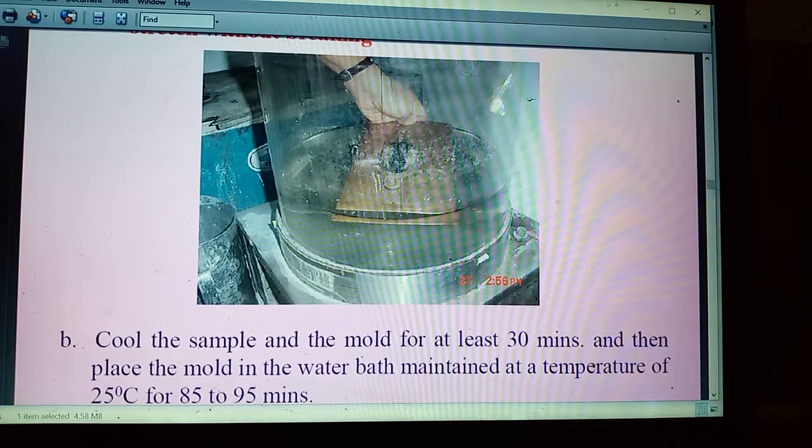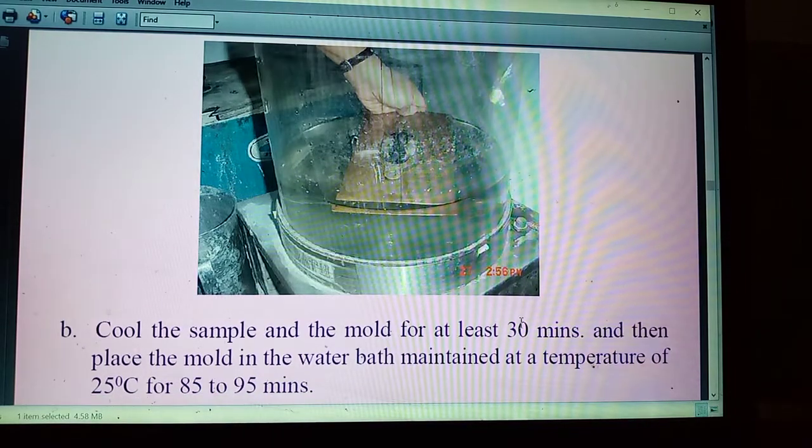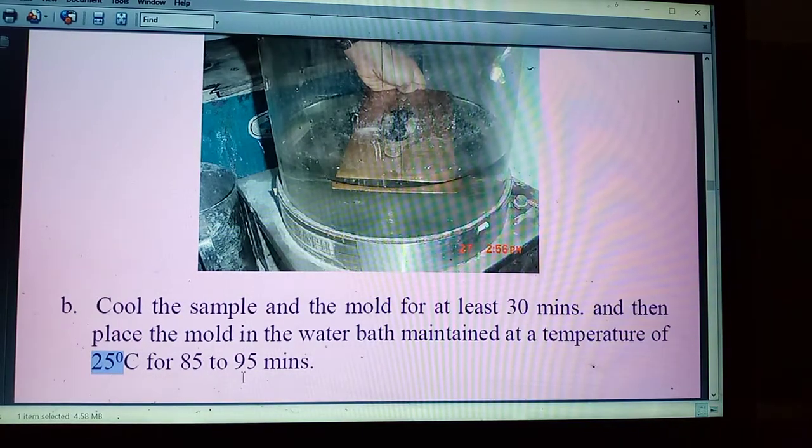So, ito, may water bath pa rin. So, ang tubig dapat maintain siya at temperature of 25 degrees pa rin for 85 to 95 minutes. Okay? Or 1.5 hours plus minus 5 minutes. Or 90 plus minus 5 minutes.